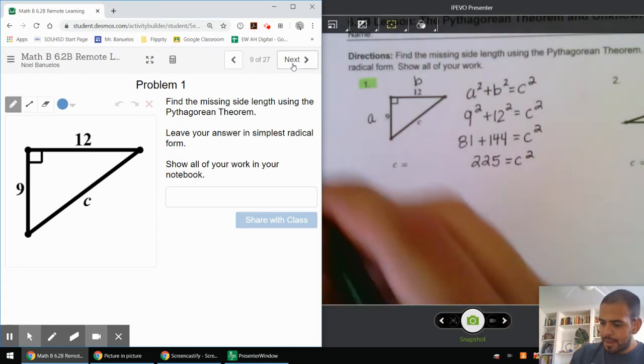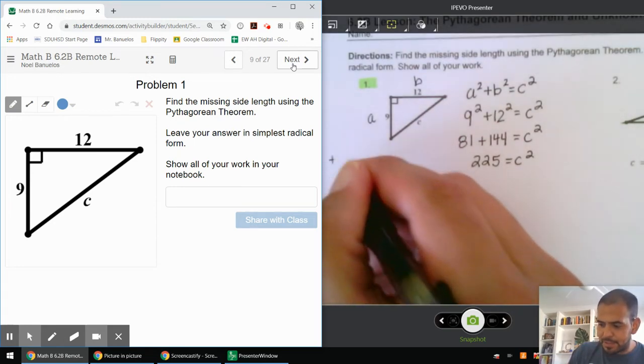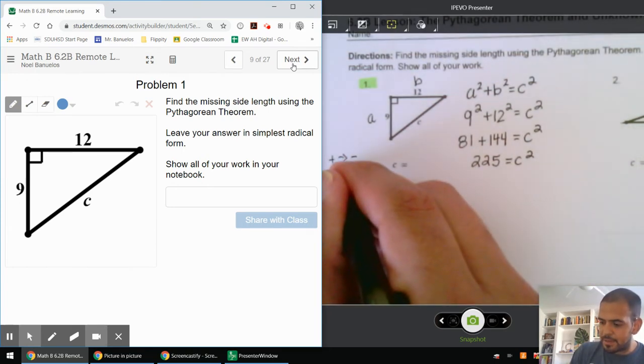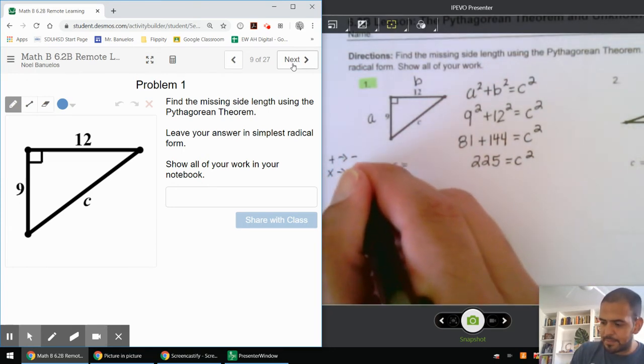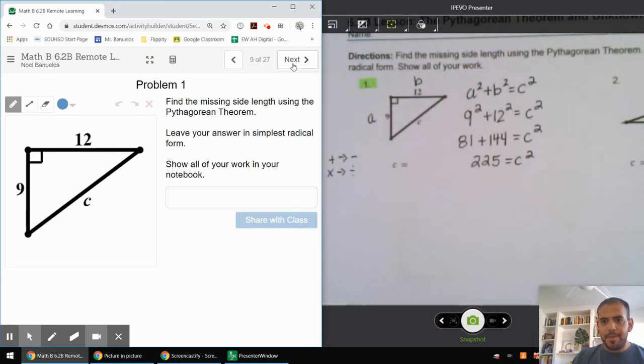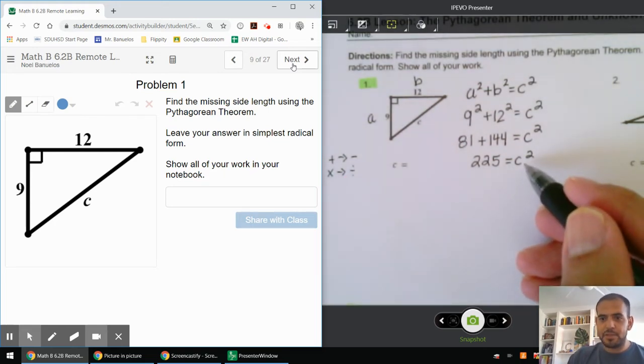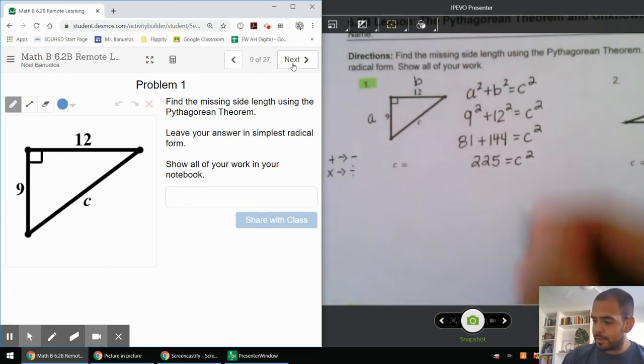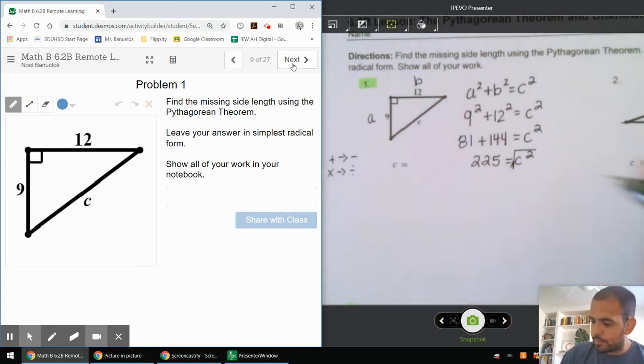So the inverse operation of addition is subtraction. The inverse operation of multiplication is division. The inverse operation of squaring something is taking the square root. So taking the square root is the inverse operation of squaring something, so they cancel each other out.